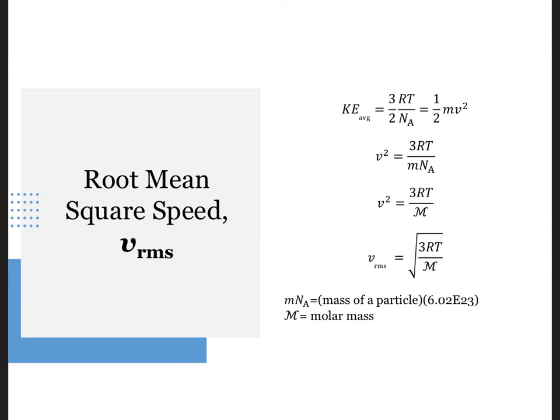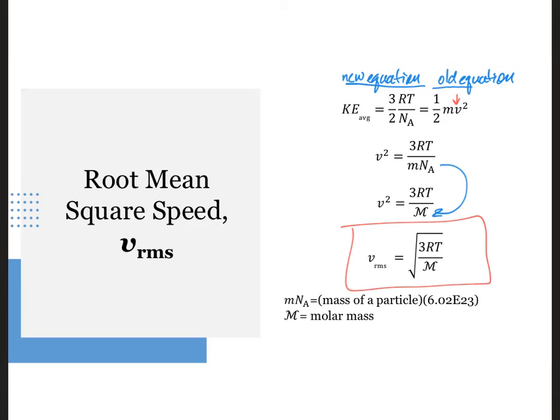If we combine the 2 equations for kinetic energy and solve for the velocity, we see velocity squared is equal to 3RT over the mass of an individual particle, m, times Avogadro's number, N_A, which is easily replaced with the molar mass, M. Taking the square root of both sides gives us the root mean square speed, v_rms. By definition, v_rms is the velocity of particles possessing the average kinetic energy in a gas sample of known molar mass.